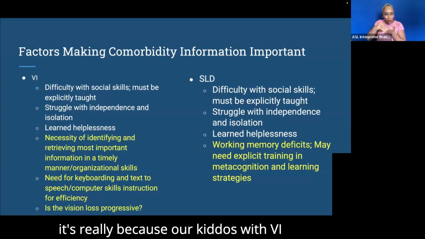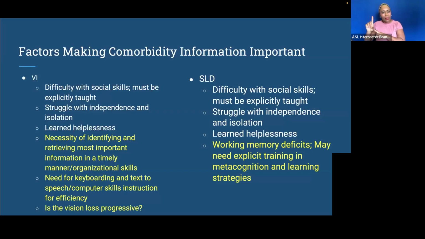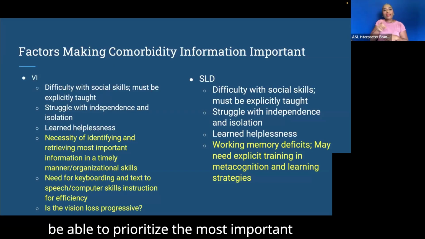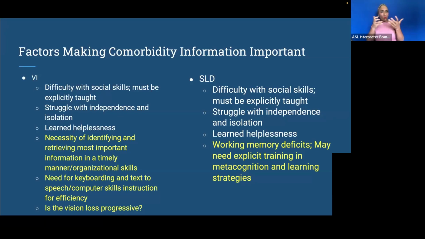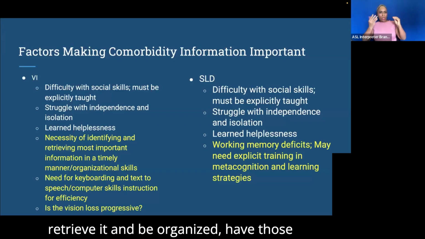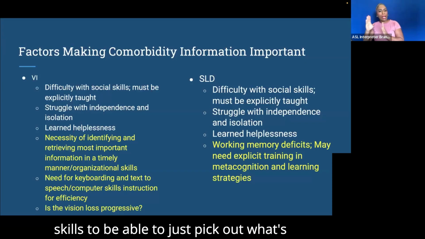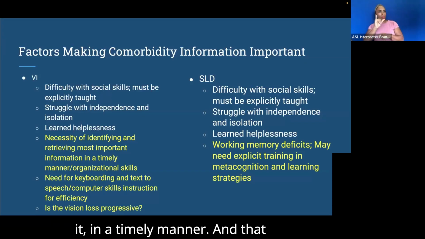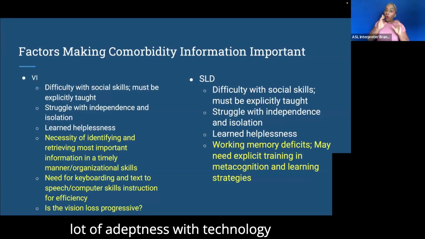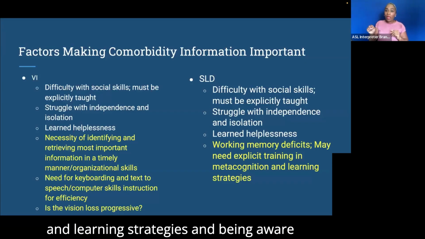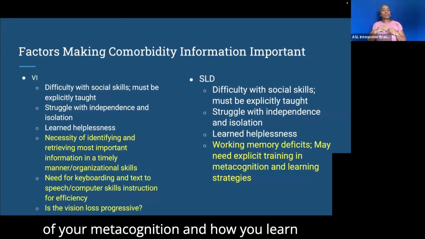It's really because our kiddos with VI need that skill to be able to prioritize the most important information, retrieve it, and be organized, to be able to pick out what's the most important and retrieve it in a timely manner. And that takes organization skills, and it takes a lot of adeptness with technology and learning strategies and being aware of your metacognition and how you learn.